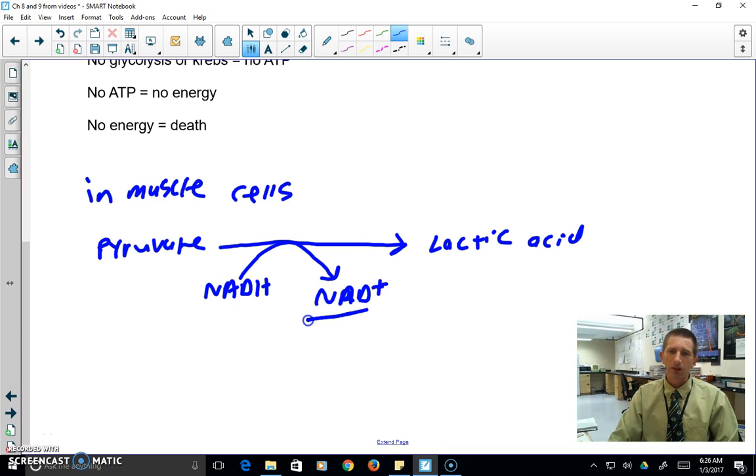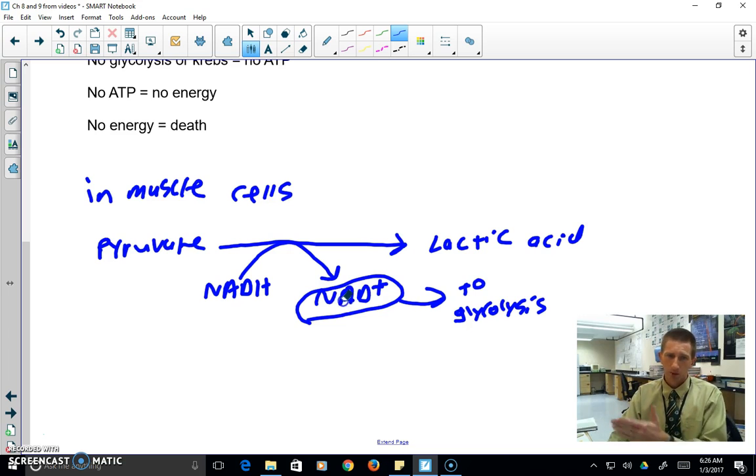This right here is the whole goal, the whole point of fermentation, because this is then going to go to glycolysis, and that's going to provide the ingredient that glycolysis needs to run.